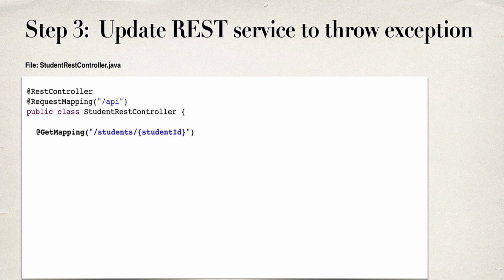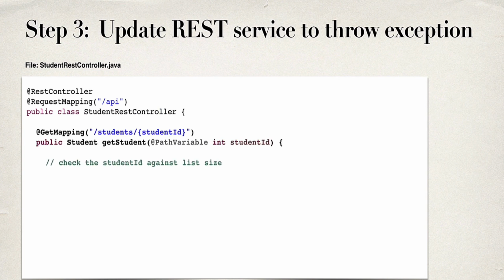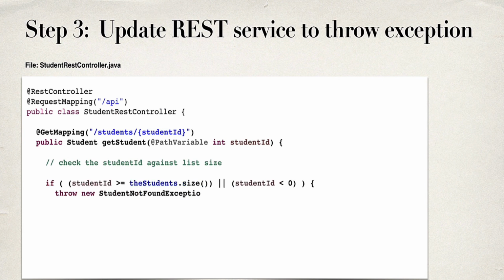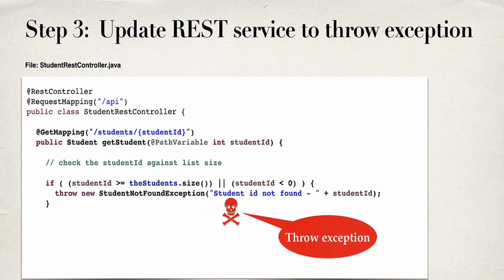In the getStudent method for a given student ID, we're going to check the student ID against the list size. If it's greater than or equal to students.size, or the student ID is less than 0, then we're going to throw an exception, a custom exception, StudentNotFoundException.